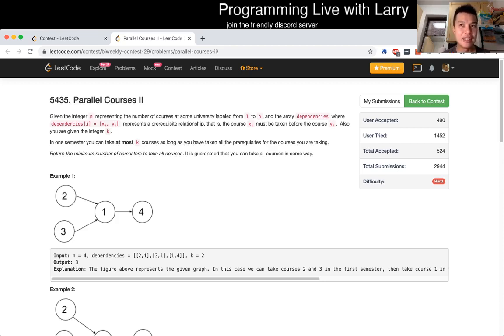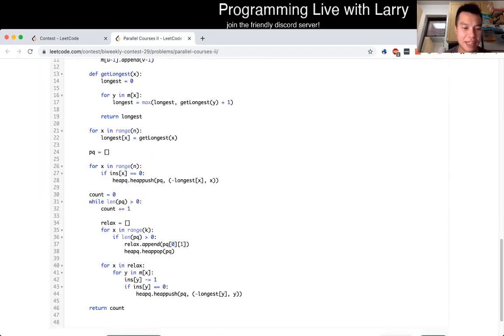Of all the classes that we can take right now, we take the class with the longest path, and then every semester we just take the most classes that we can, given k is equal to 2. And once we set up those classes that we take, we just take them all at the same time, and then we clear things out. For example, in this case, for k equal to 2, we take classes 2 and 3, and then now we can take course 1, and then after that we take course 4. So yeah, I use a priority queue in that.